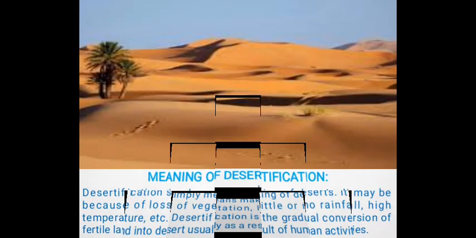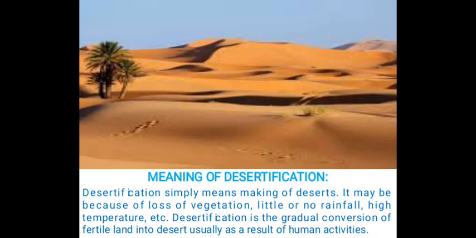Now let's look at desertification, meaning, geographical area, causes and control measures. Now what is desertification? Desertification simply means making of desert. It may be because of loss of vegetation, little or no rainfall, high temperature, etc. Desertification is a gradual conversion of fertile land into desert, usually as a result of human activities.